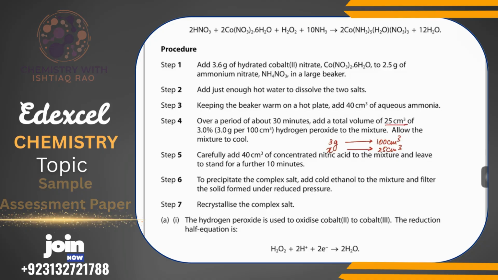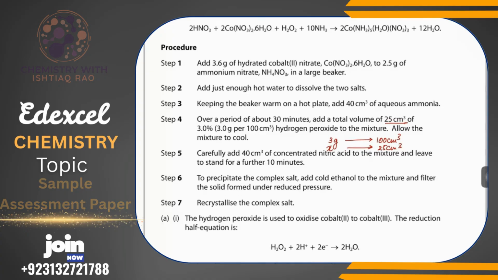Sufficient hydrogen peroxide to oxidize all the cobalt ions. So there are 3 grams per 100 centimeter cube, and there is only a total volume of 25 centimeter cube, right? So 3 grams gives 100 centimeter cube, but 25 centimeter cube gives how much? So that means 25% of 3, 25% of 3 is 0.75.